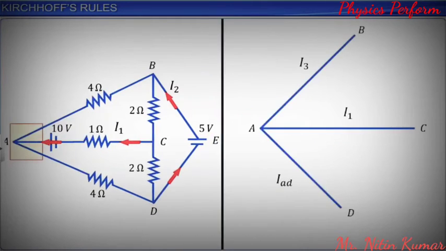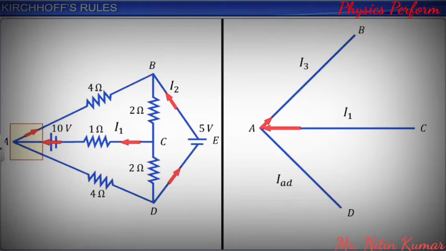The three branches BA, CA and DA meet at the nodal point A. We have already labelled the current in branch AC. We have to now label the currents in the remaining two branches. Let us assume that a current I3 is flowing in branch BA in the direction A to B.